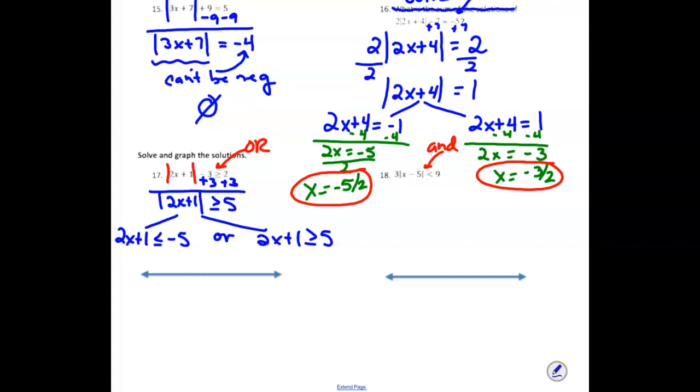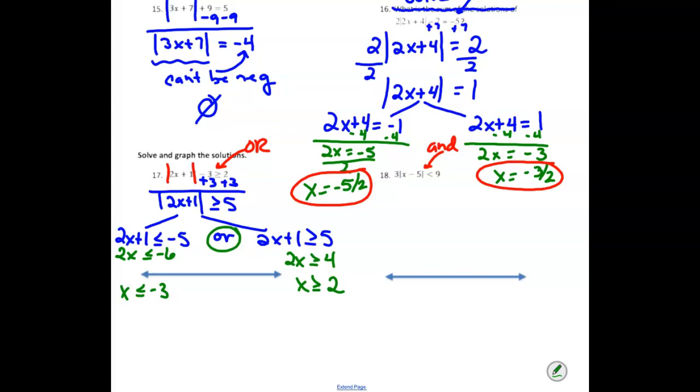All right, solving these. I'm going to subtract a 1 from both sides and then divide by 2. So we have x is less than or equal to -3. Or on this one, I'm going to subtract a 1. So 2x is greater than or equal to 4. And dividing, we've got x is greater than or equal to 2.